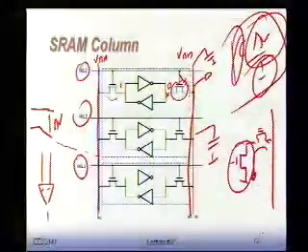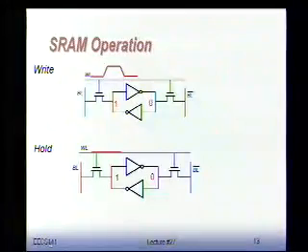So it's an asymmetrical cell. Very different than what you're going to see in logic, where depending on if you need a 0 or a 1, it's either the PMOS driving or the NMOS driving. Right? In memory, it's very different. It's asymmetrical. Okay? So that's basically the whole thing.